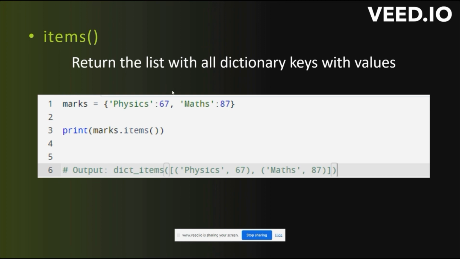Items. The items function returns a list of tuples containing the key value pairs of the dictionary. The first item in each tuple is the key, and the second item is its associated value. The items function is generally used to iterate through both keys and values of the dictionary.